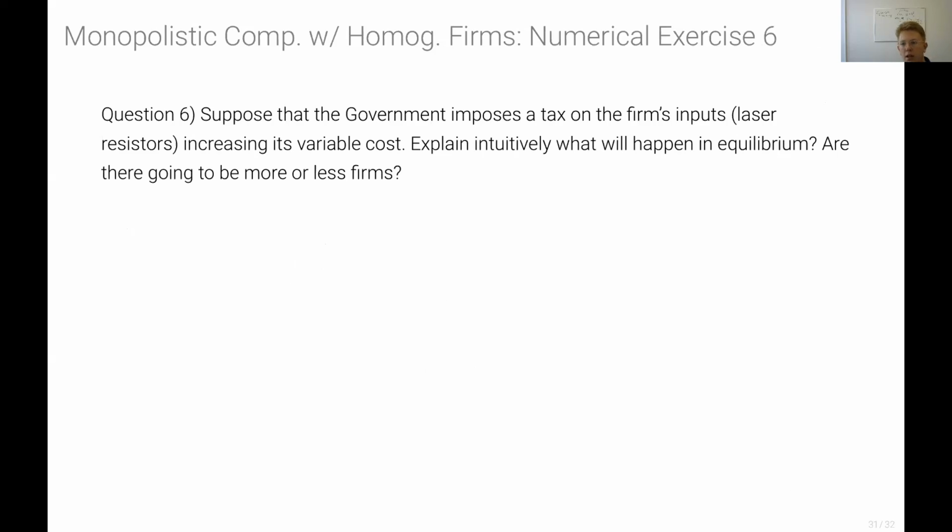Question 6 is asking, suppose that the government is going to impose a tax on the firm's inputs, laser resistors, increasing its variable cost. What's going to happen in equilibrium? Are there going to be more or fewer firms? So intuitively, we're going to think that both the curves are going to shift up. Why? A tax on the firm's inputs is going to increase C. And so note that in both the PP curve and the CC curve, we have C.